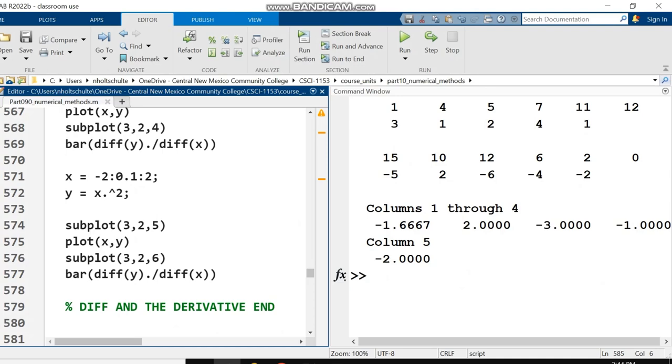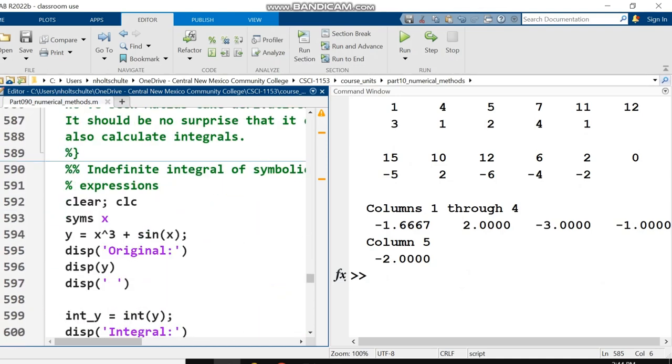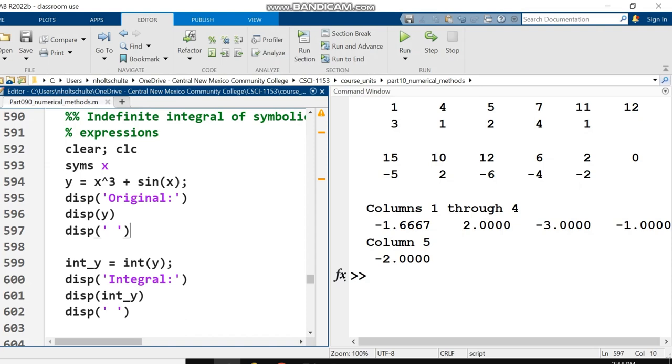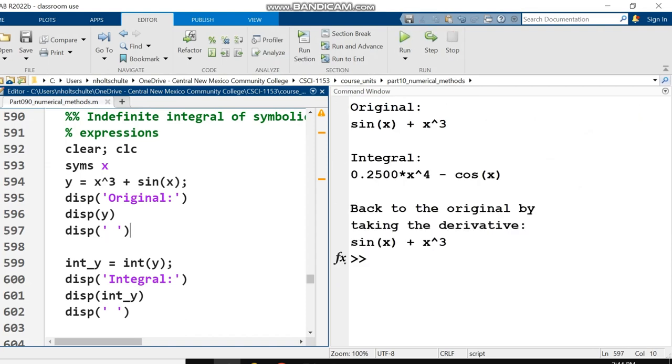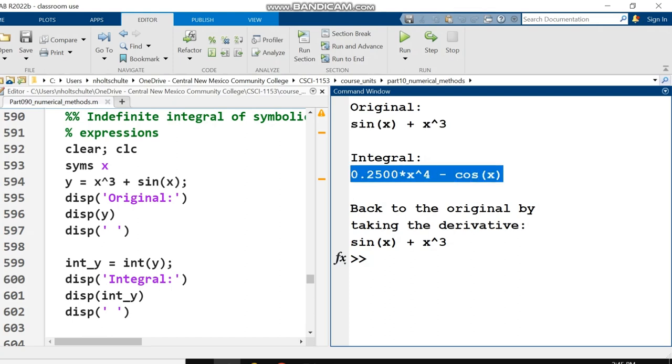In the previous video, we took derivatives using MATLAB. In this video, we're going to take antiderivatives. So I just ran this section. I started off with declaring a symbolic variable just named x, and then I set into a variable named y a symbolic expression, x cubed plus sine of x, and then I simply say int parentheses y to take the antiderivative of this symbolic expression. And you can see my results in the command window.